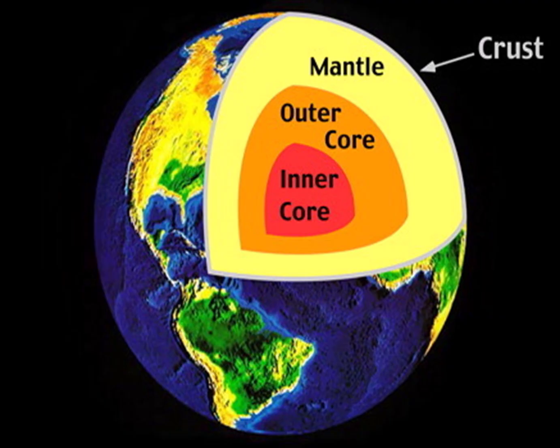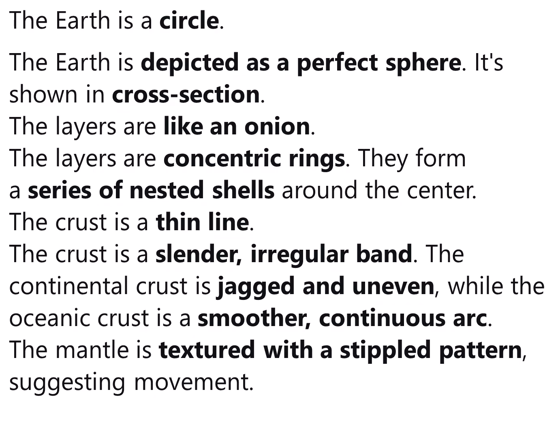Now, let's talk about shapes. We won't just say circle. We'll describe the structure. The Earth is a circle. The Earth is depicted as a perfect sphere. It's shown in cross-section. The layers are like an onion. The layers are concentric rings. They form a series of nested shells around the center.